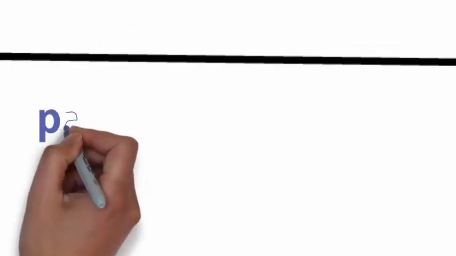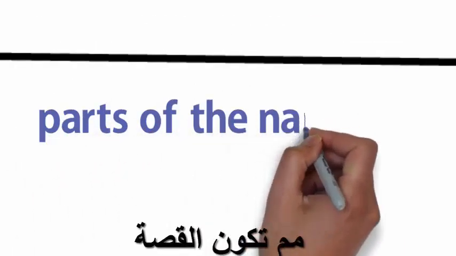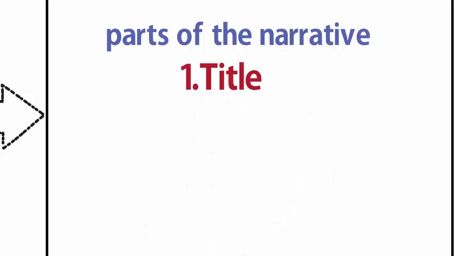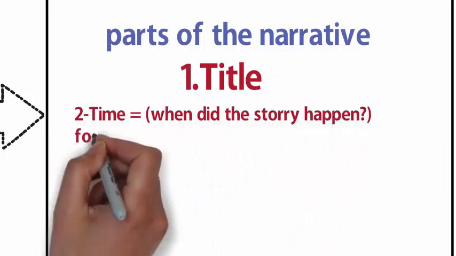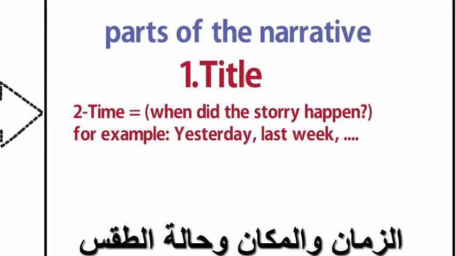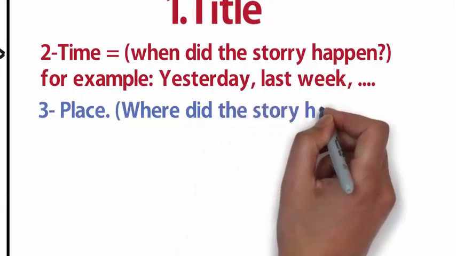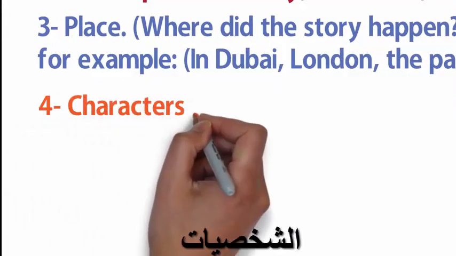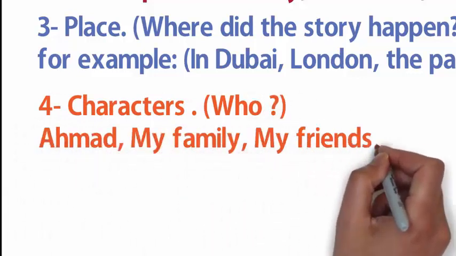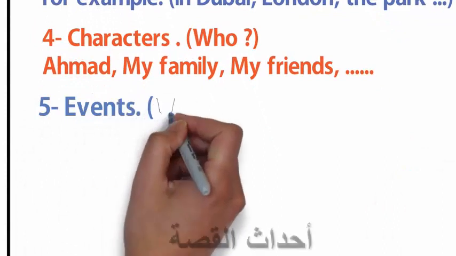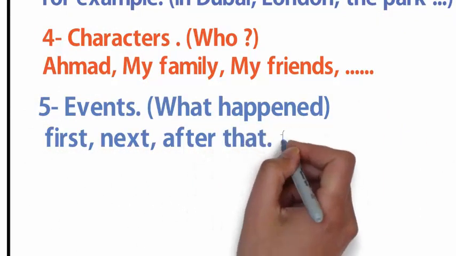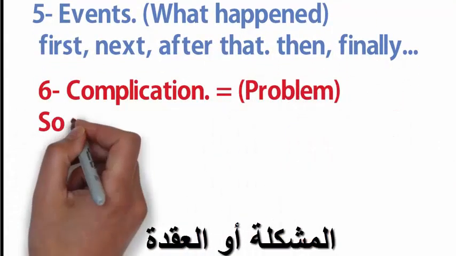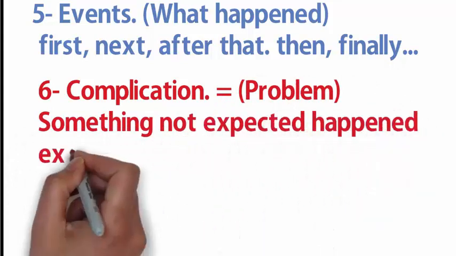First of all, let's talk about the parts of the narrative. Now, what do you think the first part is? Yes, the title. Now, after the title, we write the time, for example, when the story happened, for example, yesterday, last week, then the place, and then we write the characters or the people, like Ahmed, my family, my friends, and after that, we write the events, what happened first, what happened after that, and then if there is a complication, we write the problem, like something that was not expected.